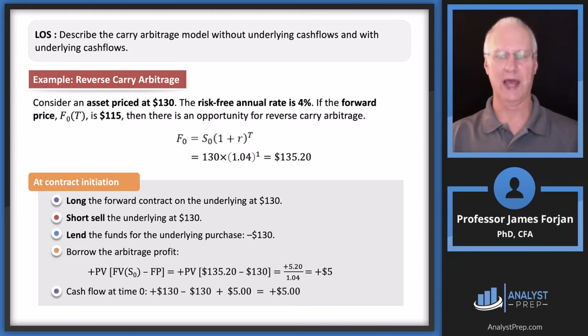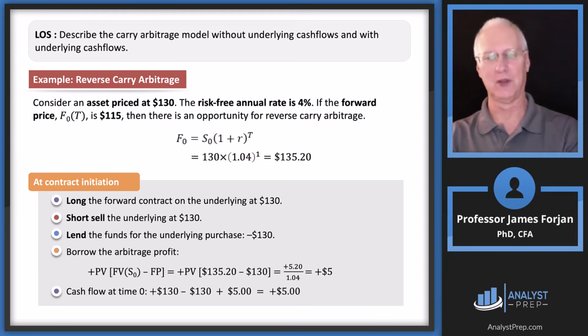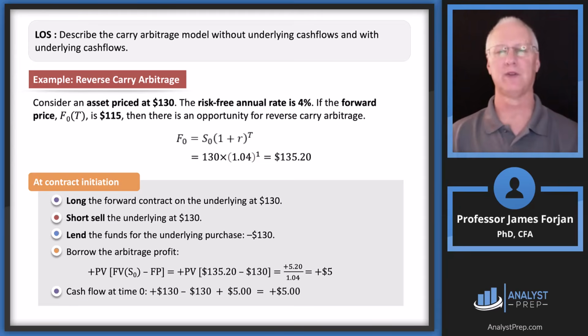What is our cash flow today? Well, we take the difference between the 135 and the 130, and of course we need to take the present value, so we get around $5. So there, cash flow at time 0 is a plus 5. What do we get to do with that plus 5? We get to keep it.